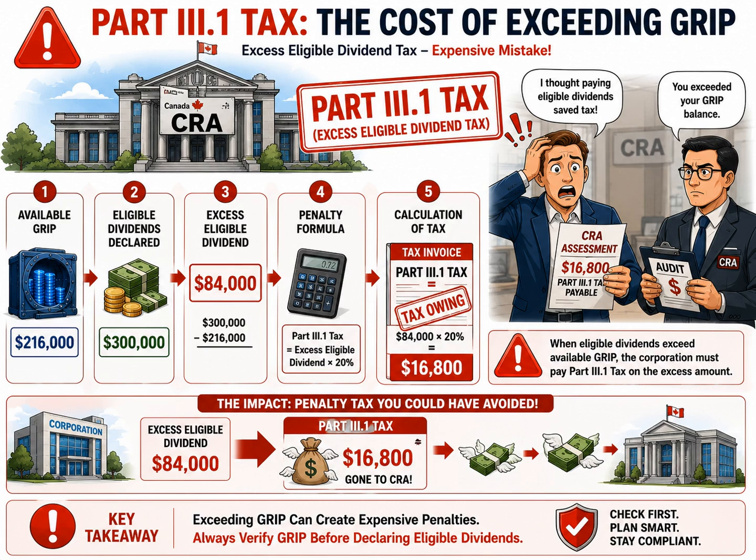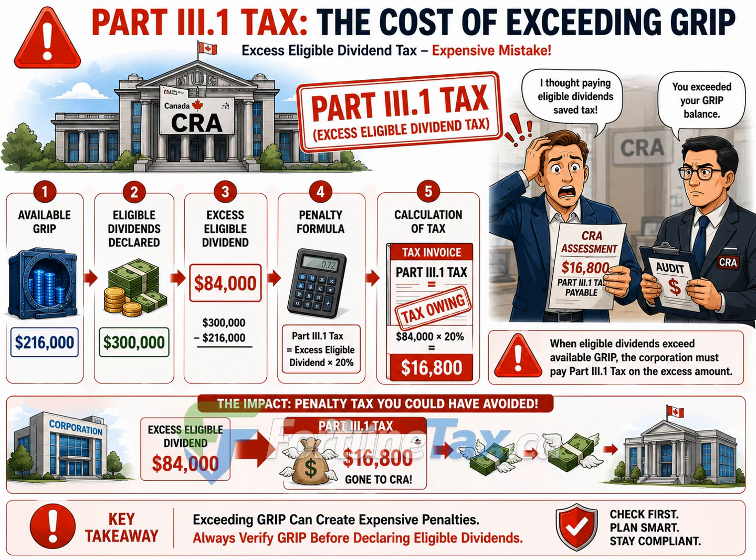From the owner's perspective, they believed they were simply paying dividends. But from the CRA's perspective, the corporation exceeded its GRIP balance and triggered a penalty tax. The impact section at the bottom illustrates the real consequence. An excess eligible dividend of $84,000 results in $16,800 flowing out of the corporation and into the hands of the CRA.